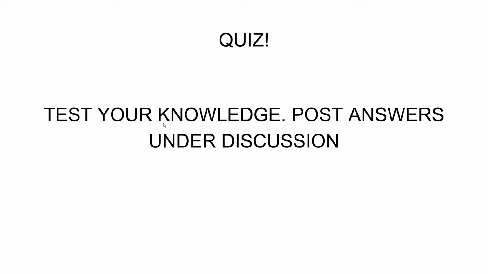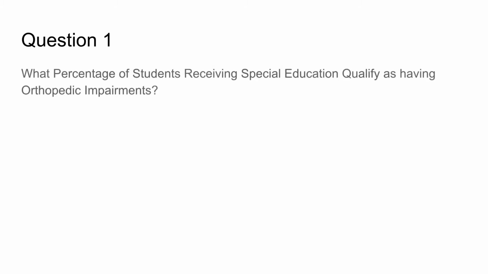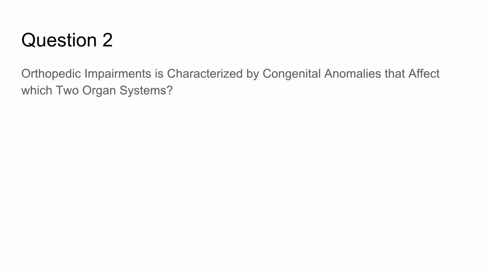But we'll do a short quiz, so I'll just breeze through it. If you need to pause the video to answer these questions, that's completely fine. What percentage of students receiving special education qualify as having orthopedic impairments? The answer is 1%. Question 2. Orthopedic impairment is characterized by congenital anomalies that affect which two organ systems?